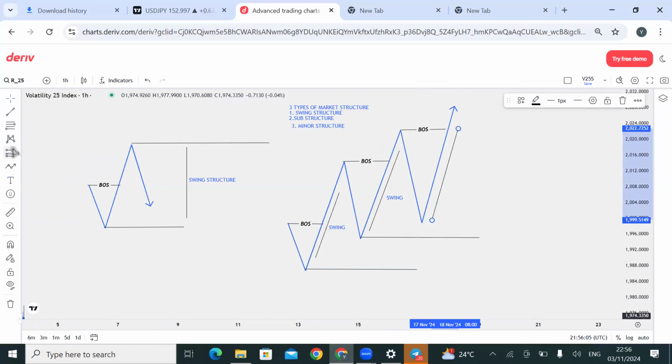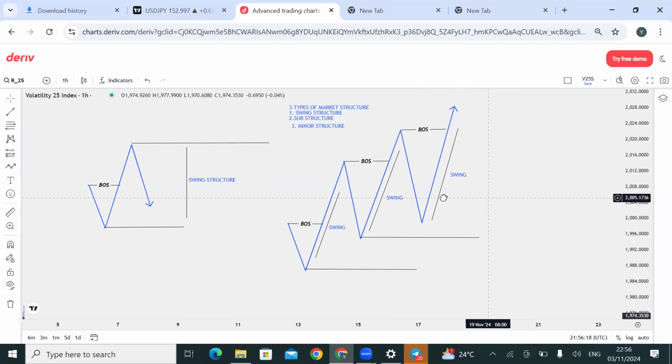Here's another swing structure. I don't know. I have to subscribe for Zoom Premium tomorrow. So we're going to have another class.